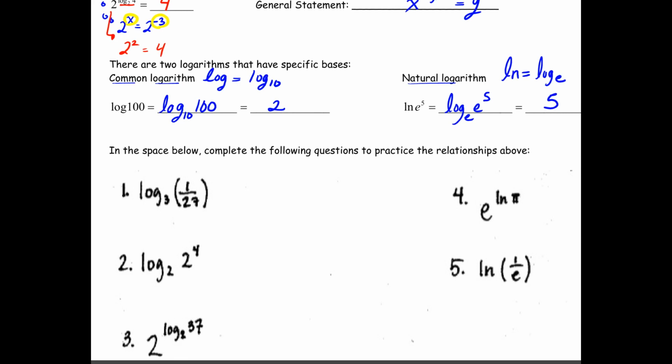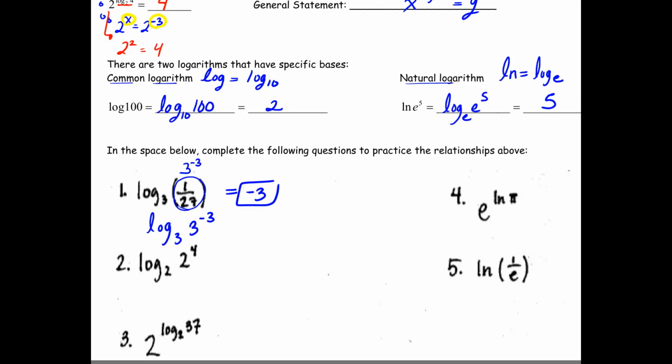Number 1, if you're evaluating log base 3 of 1 over 27, we want to try to use the rules that we generalized above. What could you change 1 over 27 into? 3 raised to what power? -3. Excellent. And if I do that, then I have log base 3 of 3 to the -3rd power. What should it come out to equal? -3. Excellent. Now I know I showed you guys your calculator, but there will be a non-calculator portion of the quiz next week. So try doing numbers 1 through 5 with your group without the use of a calculator.